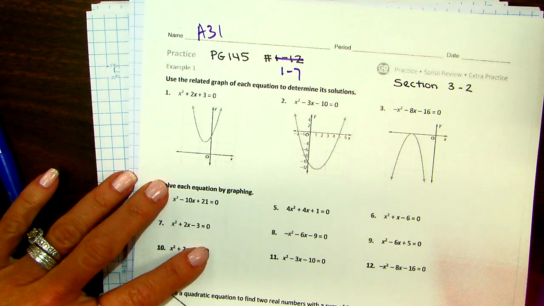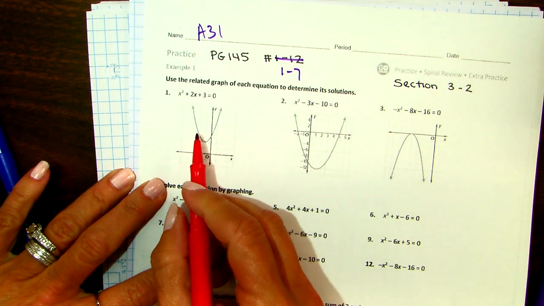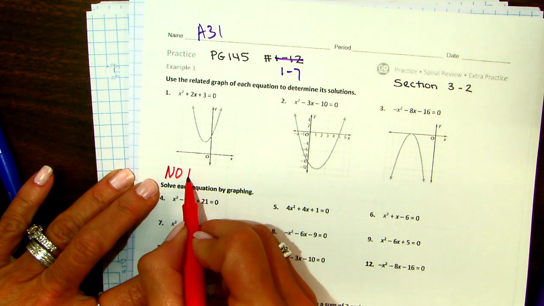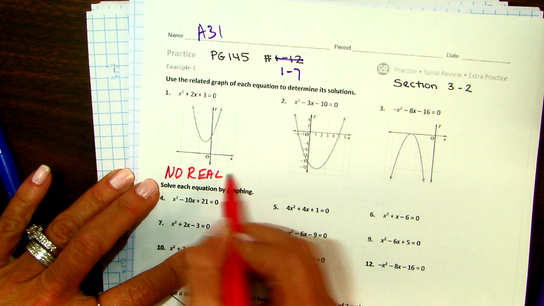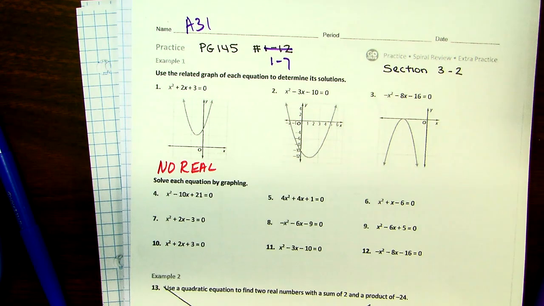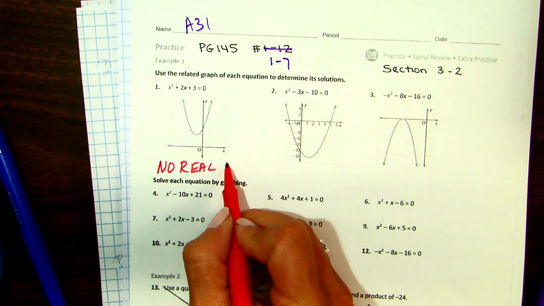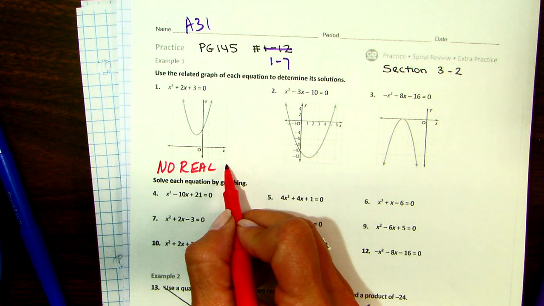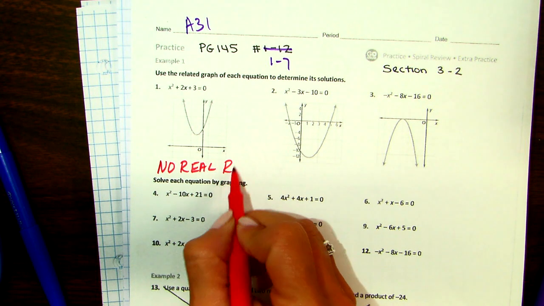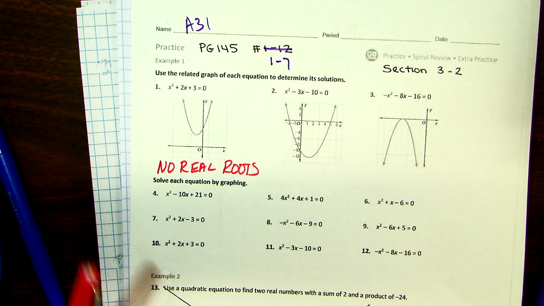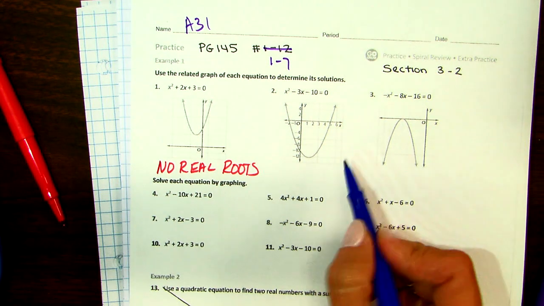Okay, so number 1, how many solutions? How many roots? None. No real. I like that better. If you wrote no solution, I'd be okay with it today, but next week you're going to have to say something else. So you can say solutions, you can say roots, you can say x-intercepts. Roots is shorter, so I'm using that word.